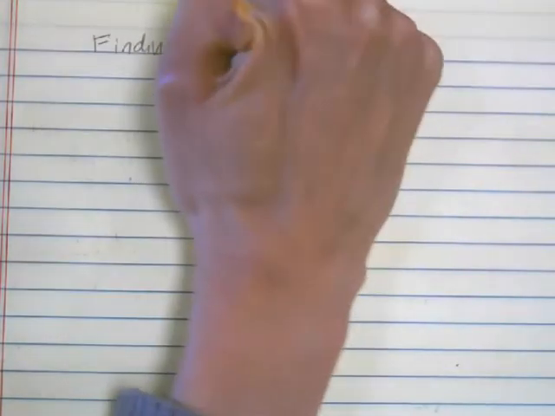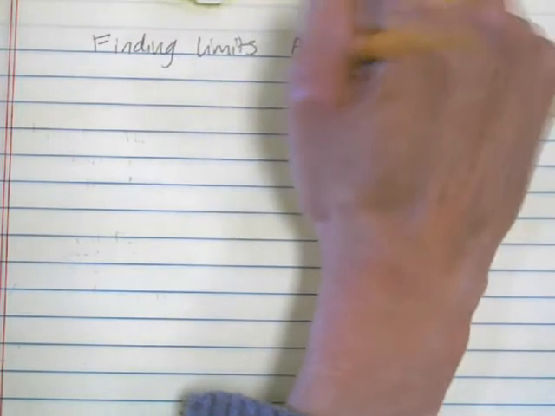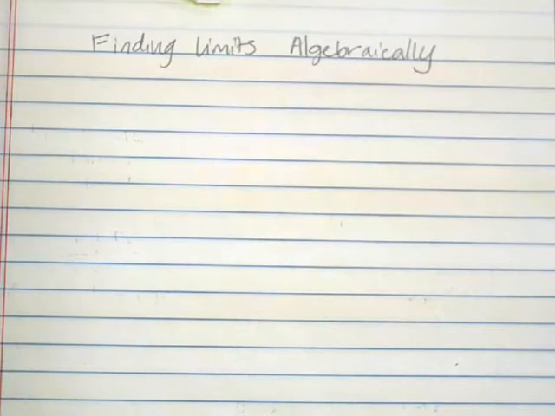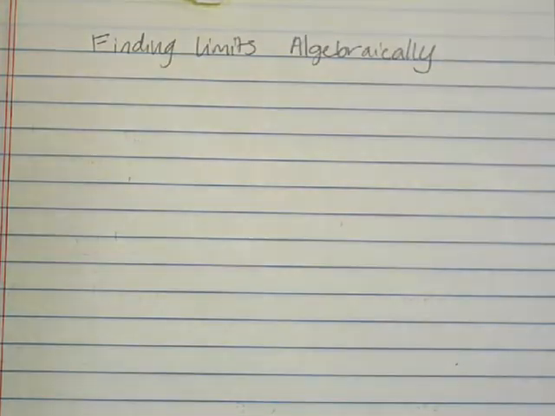We've been talking about finding limits numerically and graphically. Now we're going to do finding limits algebraically. There are some limit rules that you need to have in order to be able to do this. It makes things a lot easier.